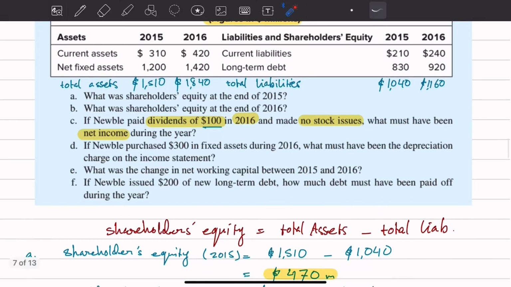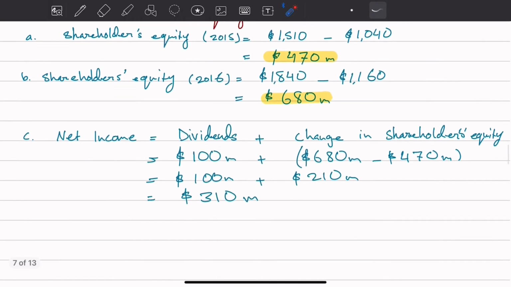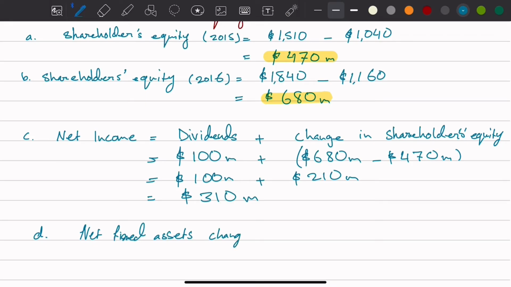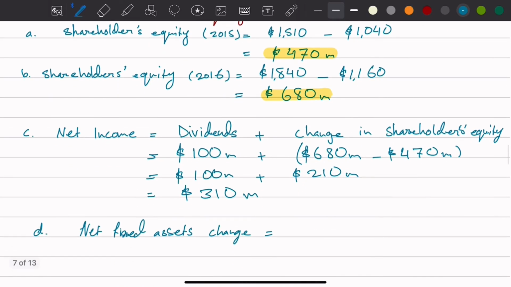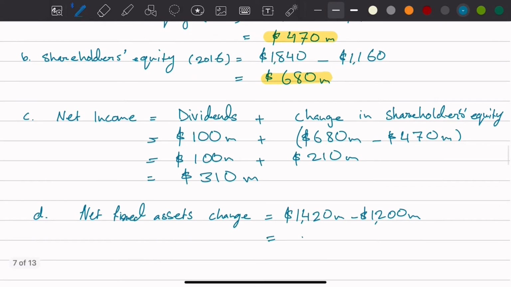Okay, so let's say part D, net fixed assets change equals 1,420 minus 1,200. That is a change of 220 million.